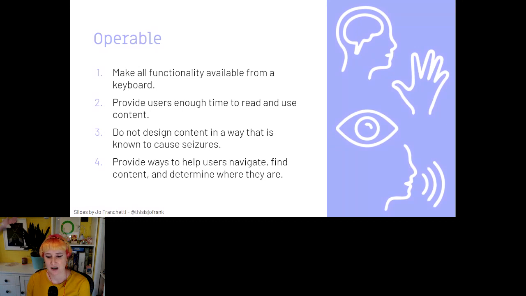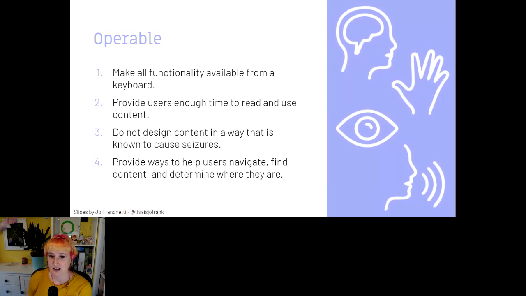Then if we talk about operability, we need to make sure that all functionality is available from a keyboard and not rely on the users having a mouse. So if we've got functionality bound to a click event, for example, we've got a button that the user needs to click on, we need to make sure they can also tab to it with their keyboard and press enter to select that button. We need to make sure that we provide users enough time to read the content on the page. So if we've got auto scrolling text, they need to be able to slow it or stop it.